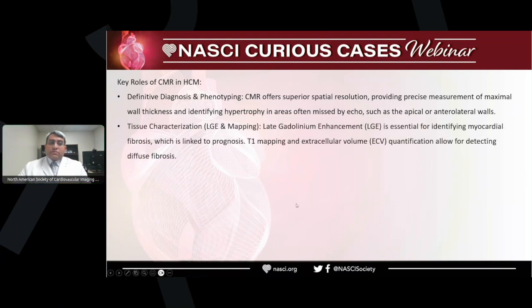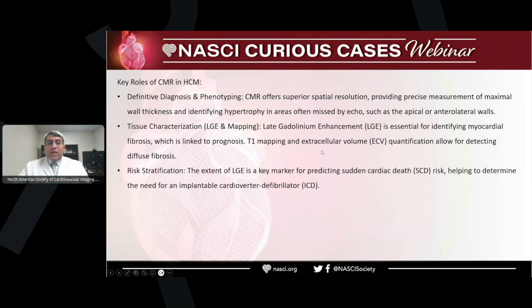Tissue characterization with mapping and LGE, late gadolinium enhancement, is essential for identifying myocardial fibrosis, which is linked to the prognosis as we mentioned. T1 mapping and extracellular volume quantification allow for detecting diffuse fibrotic changes.